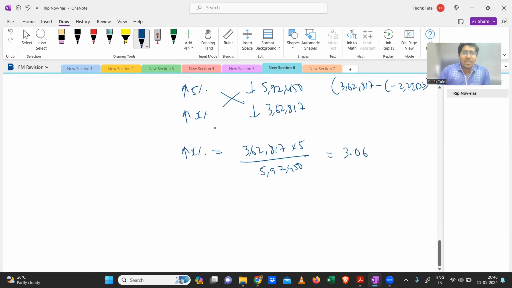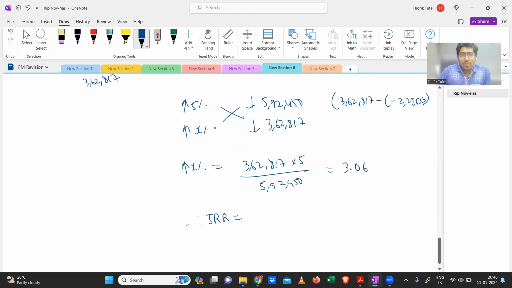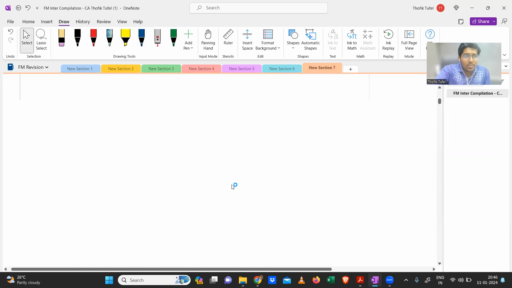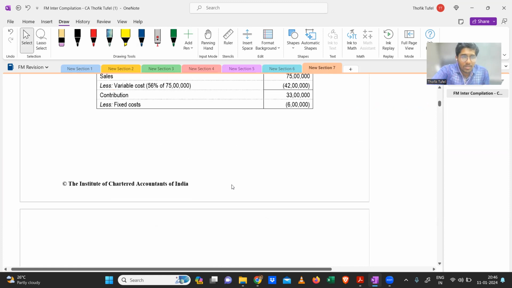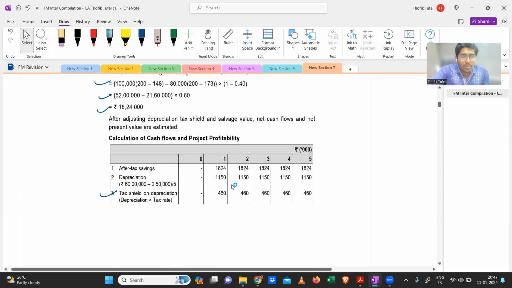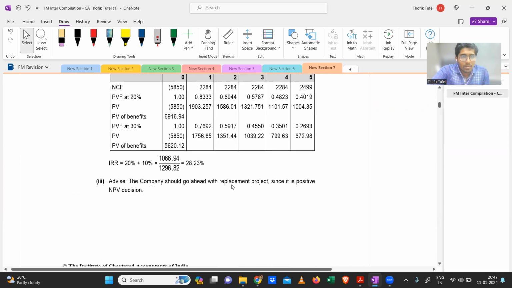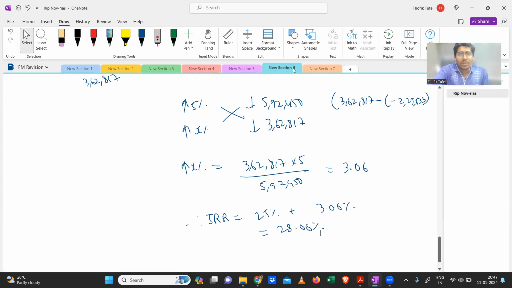So therefore, IRR is equal to, from 25 I have to increase, so 25 percentage plus 3.06 percentage. Therefore, IRR is 28.06 percentage. This should be the correct answer. Yeah, the other value is 28.23, because they are taking 20 and 30 percentage. So it is close. We have some rounding off because we are taking two different ways. So this answer is also correct. Approximately our IRR is 28%.